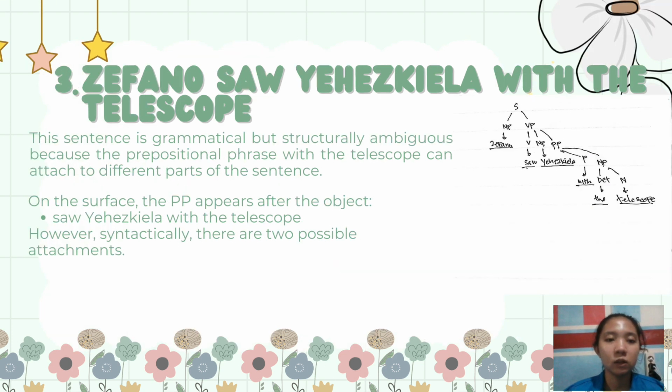3. Stefano saw Zehiclia with the telescope. This sentence is grammatical but structurally ambiguous, because the prepositional phrase with the telescope can attach to different parts of the sentence. On the surface, the PP appears after the object: saw Zehiclia with the telescope. However, structurally, there are two possible attachments.